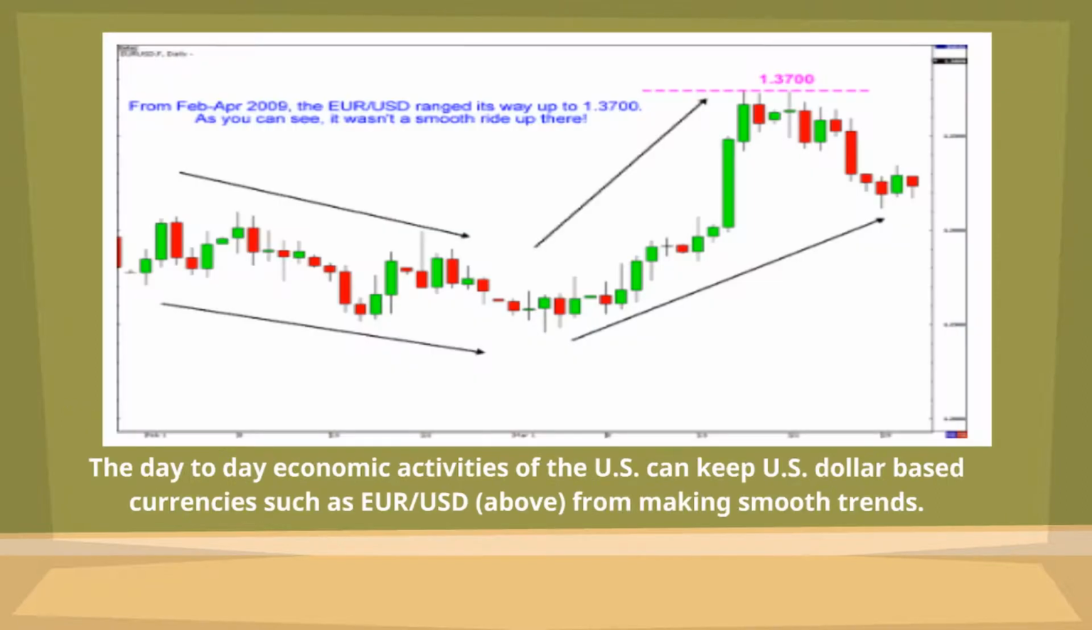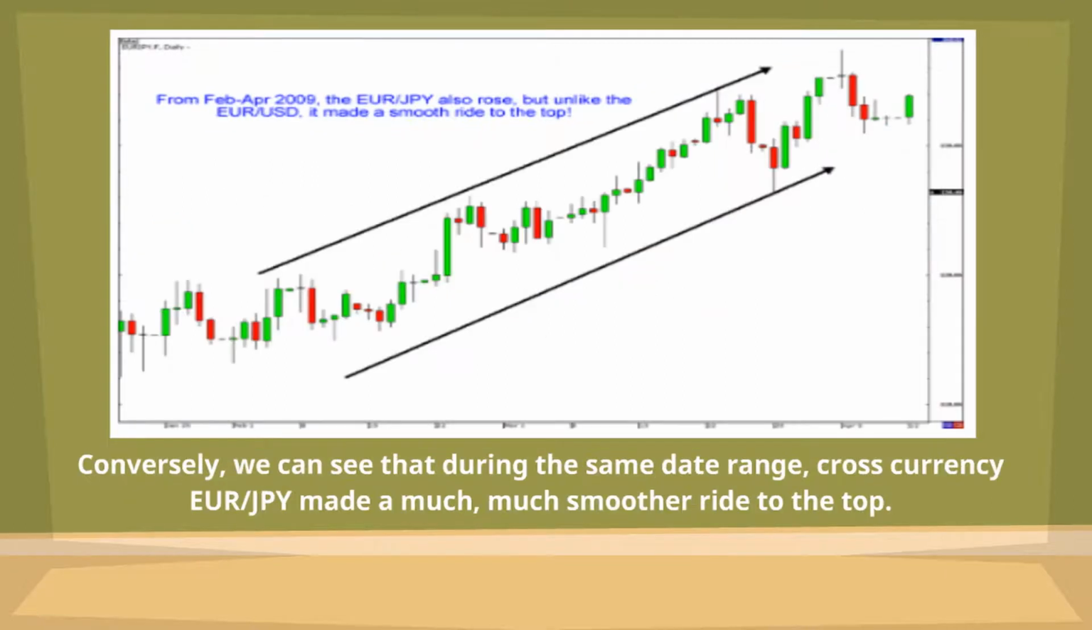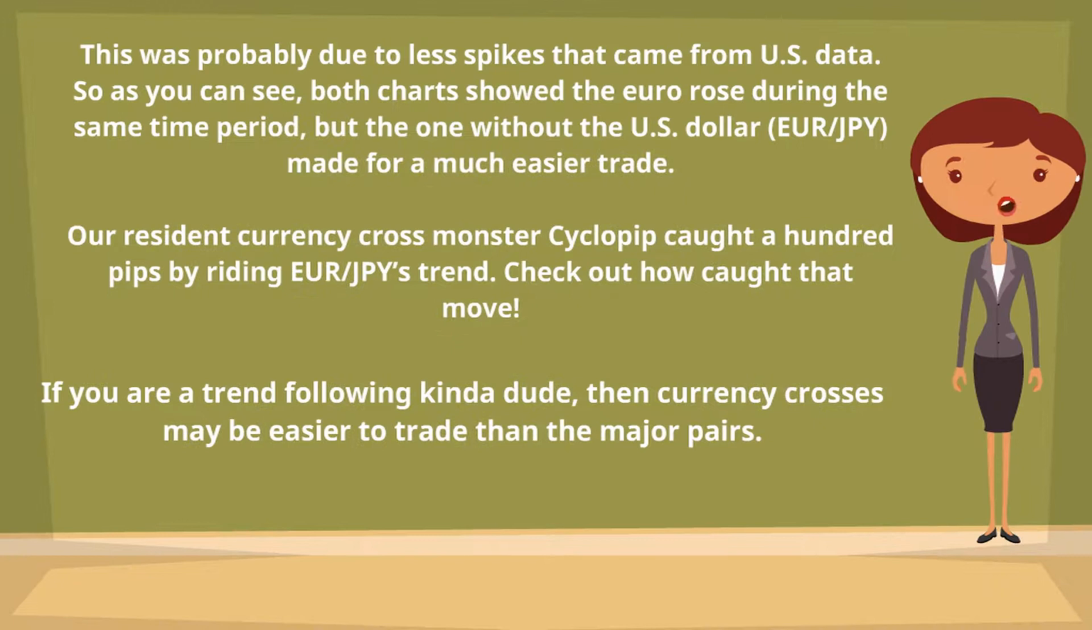The day-to-day economic activities of the US can keep US dollar-based currencies such as euro to US dollar, above, from making smooth trends. Conversely, we can see that during the same date range, cross-currency euro to Japanese yen made a much smoother ride to the top. This was probably due to fewer spikes that came from US data. So as you can see, both charts showed the euro rose during the same time period, but the one without the US dollar, euro to Japanese yen, made for a much easier trade.